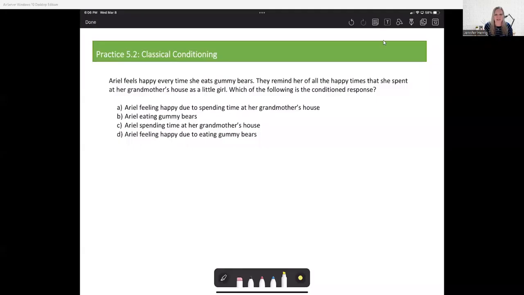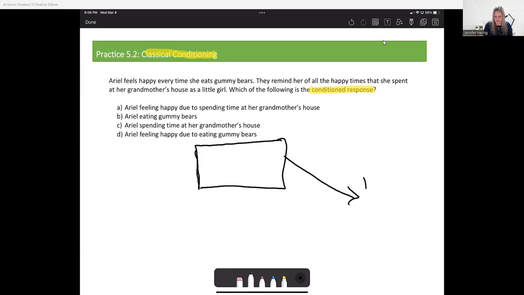Hello, everyone. In this video, we're going to walk through a practice problem on classical conditioning. So let's look down here at what we're being asked to find. We are looking for the conditioned response in our example here. And let's remember the diagram we drew earlier in our lesson on classical conditioning and draw that again here.